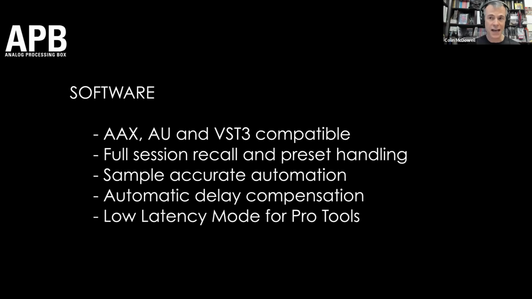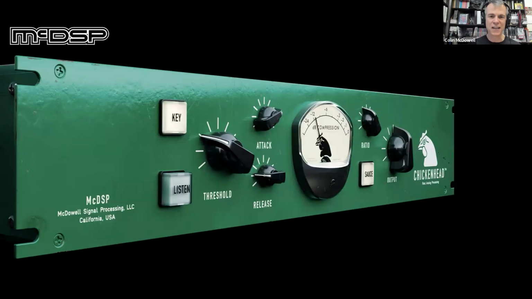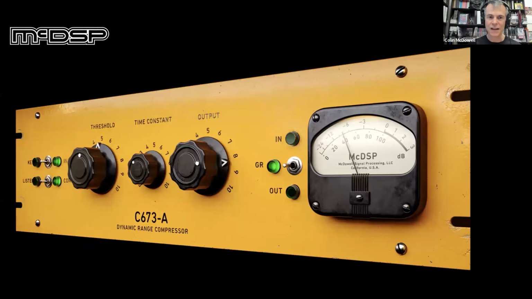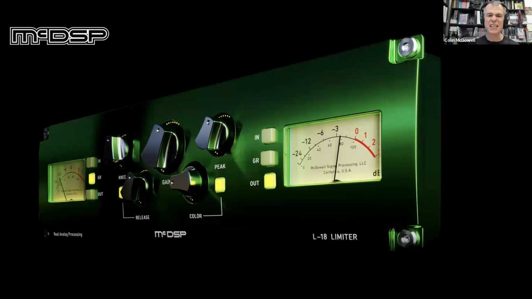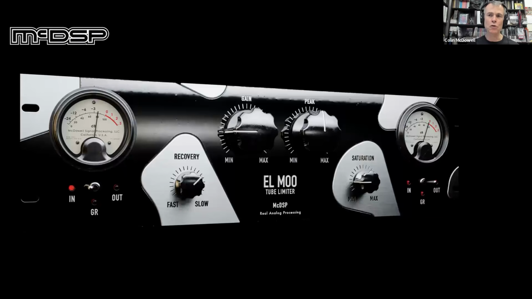That's great. And now for a flyby of all the plugins, well, actually most of the plugins that are included with the APB. Here we go. There's the Chicken Head compressor. Oh yeah, good for slamming drums, also great for vocals. There's a C673A, very gentle, touch-up-your-mix kind of compressor. We've got the C18 compressor, the L18 limiter, the LMU tube limiter.